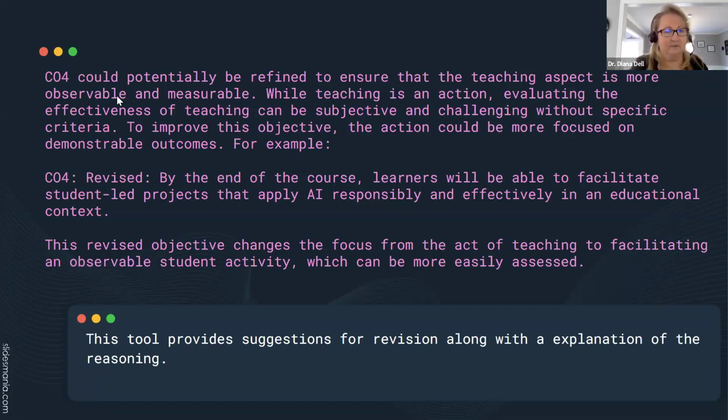So it tells me it could be potentially refined. The word teaching can be subjective. And it gives me a revised objective. And then it explains what the revised objective does. What's the purpose of that?